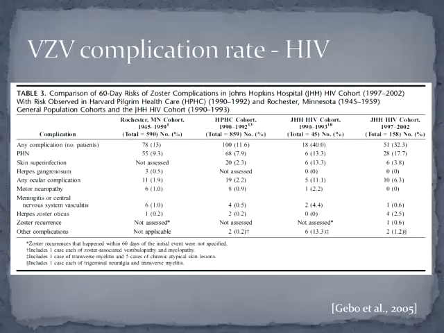Now, the complication rate in HIV, there's some studies here looking at patients with HIV and monitoring for complications of herpes zoster. And what you can see here is these two cohorts are controls or healthy population, and their complication rate is about 13% or 12%, whereas patients with HIV, their complication rate is 40% or 32%. And so a significantly higher rate of dissemination and complications with that infection.